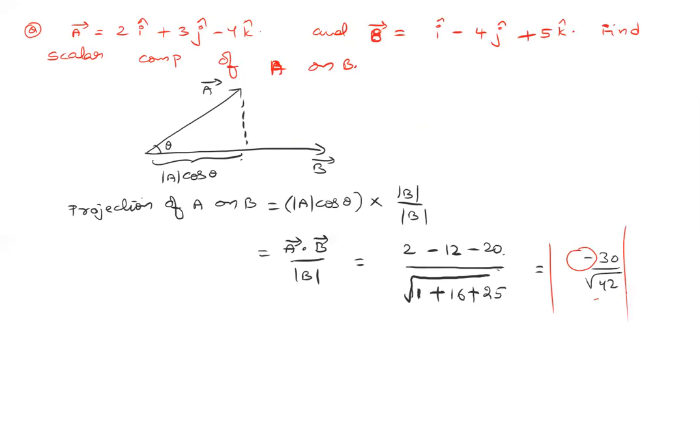Usually only a positive answer should be given. Maybe here the angle is obtuse, my numbers are wrong, I should have taken correct numbers. But this is the way you do the calculation. So this is your scalar component. Now coming to the vector component.